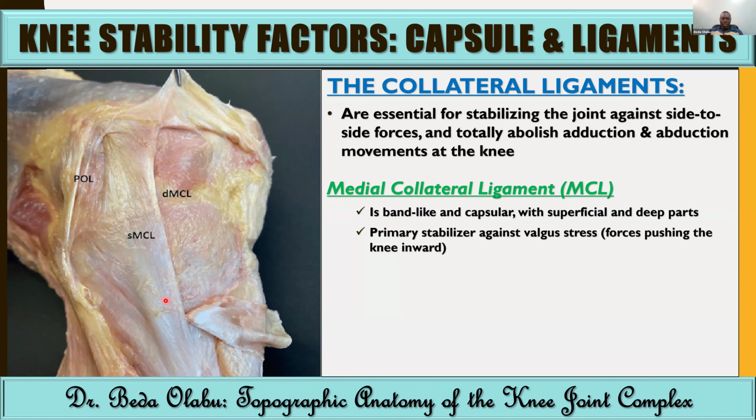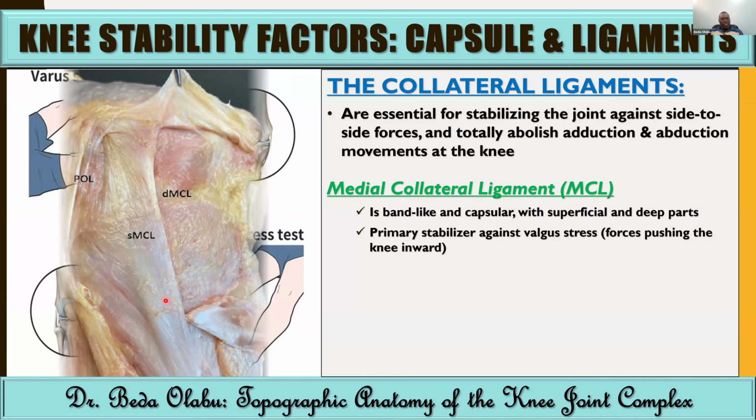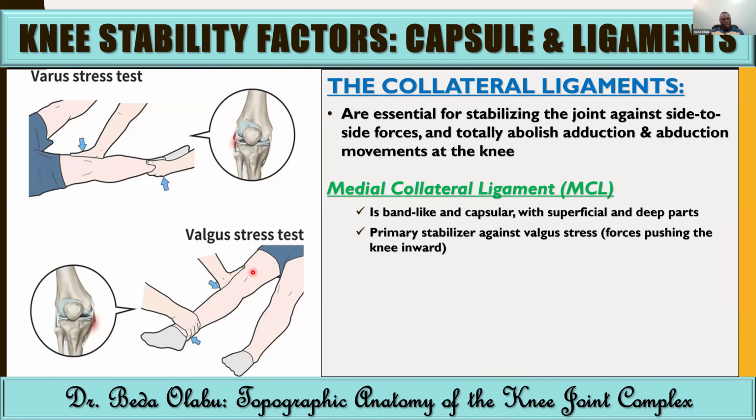Now, based on its location and position, the medial collateral ligament is the primary stabilizer against valgus stress. So what is valgus stress? I had mentioned it earlier. Valgus stress is a force that is pushing the knee inward so as to force it to go into abduction. Like in this image here, the second one down there, if you push the knee from the outside, that means you're pushing it inwards. You are making this side gap so that the leg can go outwards, basically. So you are forcing this joint to go into abduction. That is valgus stress. The MCL is the primary stabilizer against valgus stress.